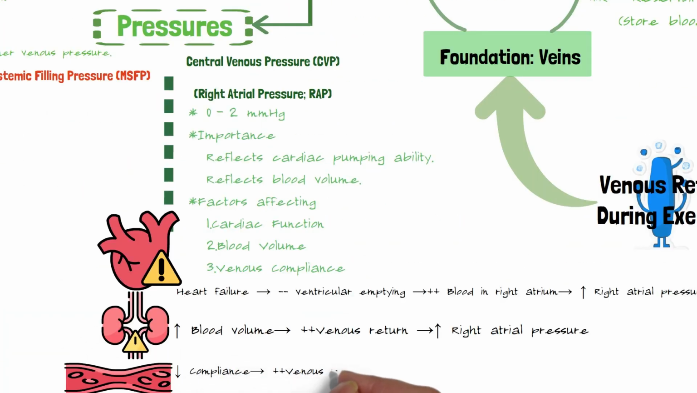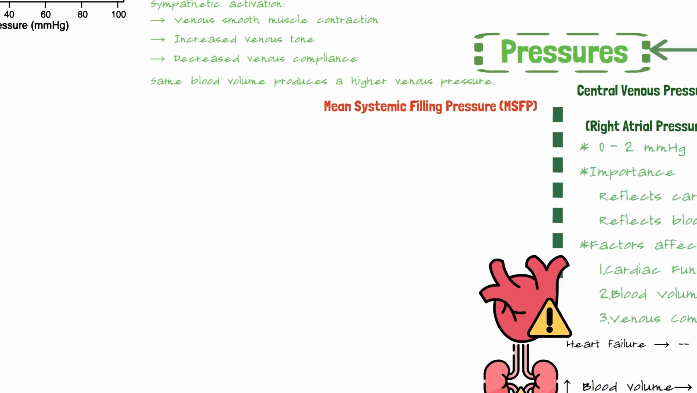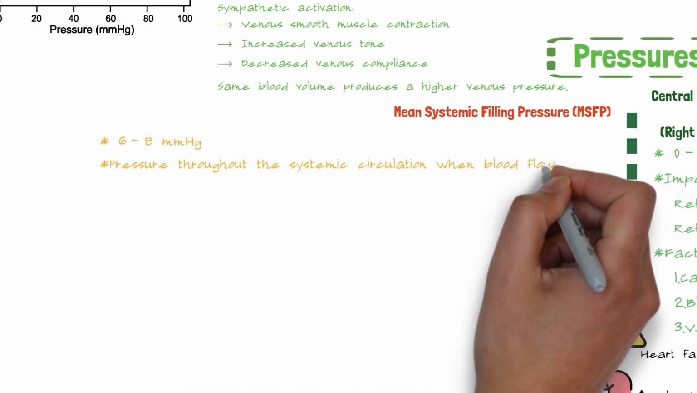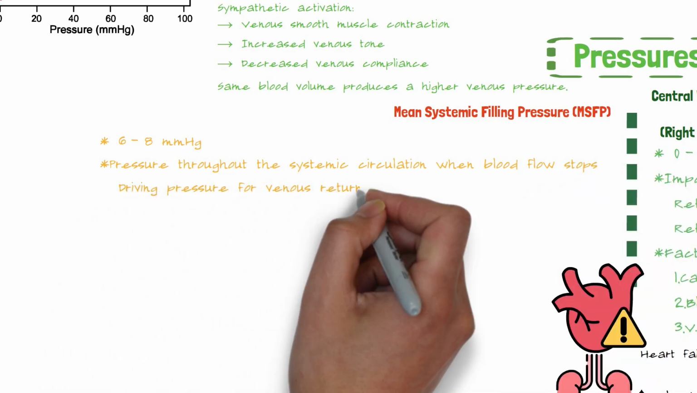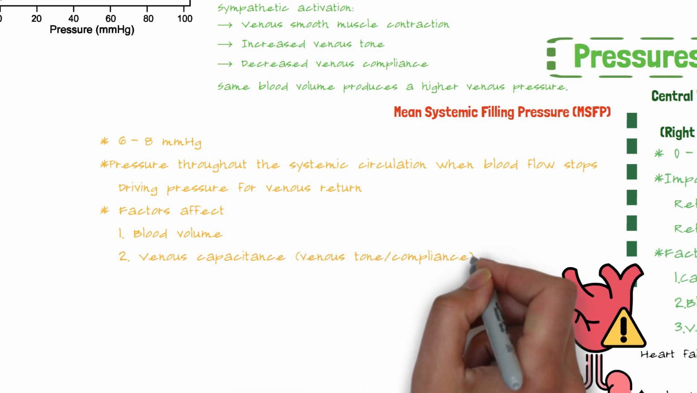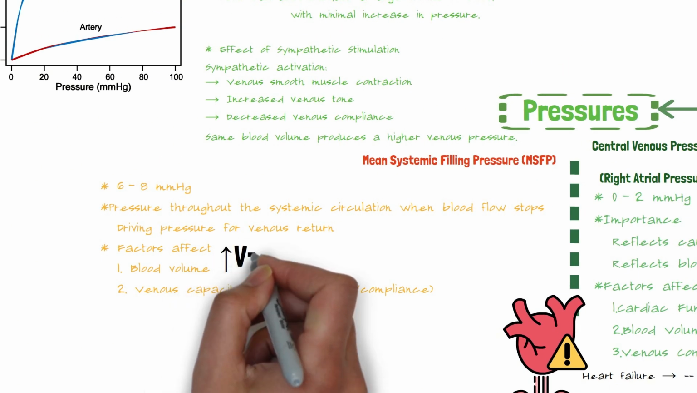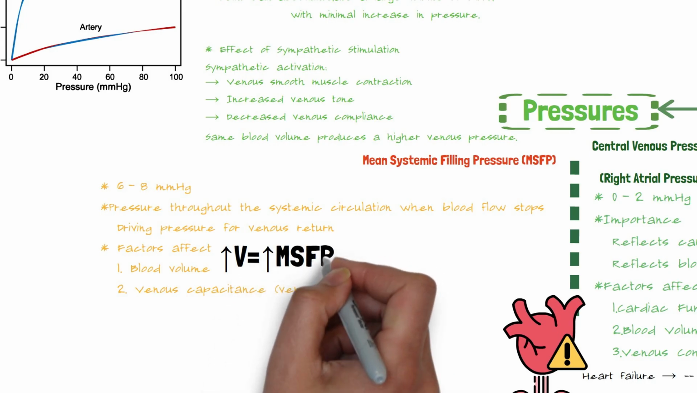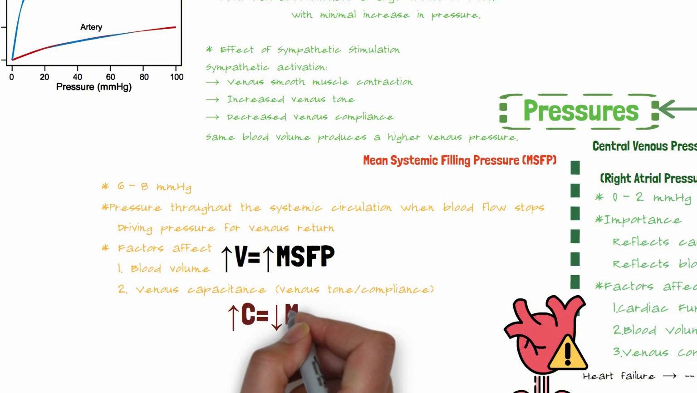The second pressure is the mean systemic filling pressure. It's 6 to 8 millimeters of mercury. It is a physiological concept rather than something routinely measured in clinical practice, and it is the driving pressure for the venous return, depending on two factors: blood volume and venous capacitance. Remember that blood volume and mean systemic filling pressure are directly related. Venous compliance and mean systemic filling pressure are inversely related.